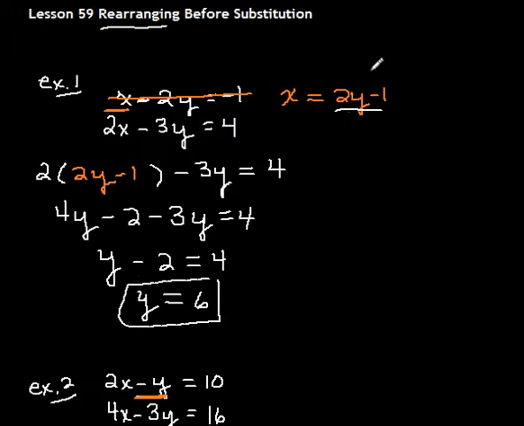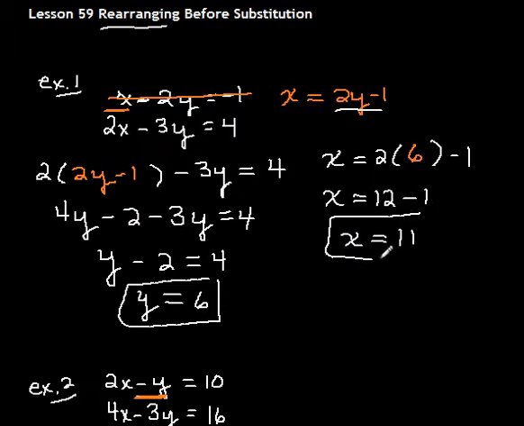So we go up to the orange equation, the one where we have x by itself, and we're going to replace the y by what y is equal to. So you get x equals 2, and anytime you substitute, I really recommend parentheses. We're going to put our 6 in. And we're going to get x equals 12 minus 1, x equals 11. So we have x is 11, y is 6, and we can write it as an ordered pair, 11, 6. The x always comes first, then the y. Let's try another one.